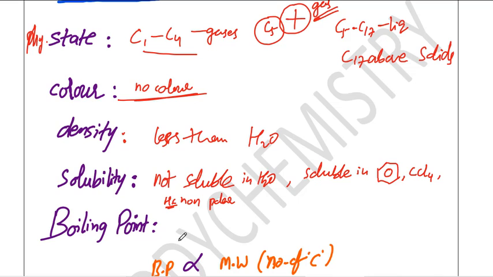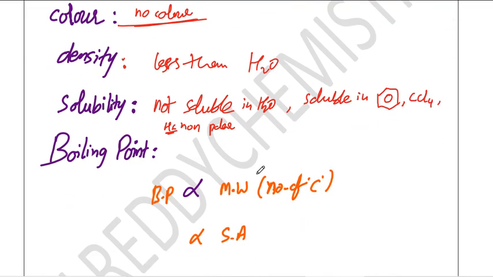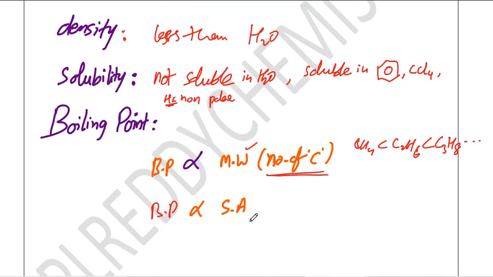Next, boiling point is generally directly proportional to the molecular weight, that means as the number of carbons increases, the boiling point also increases. That means CH4, then C2H6 has more, then C3H8, like that.